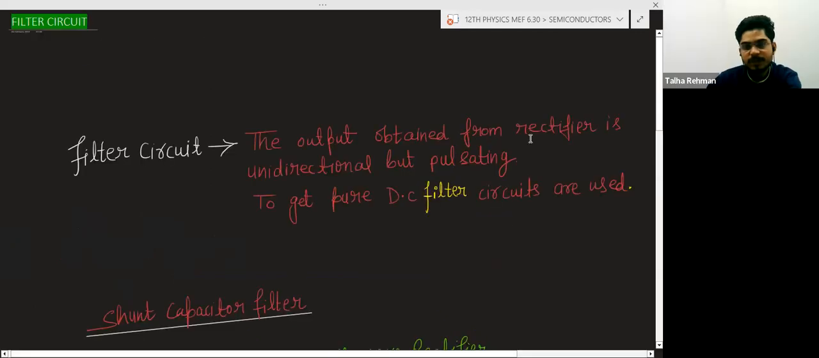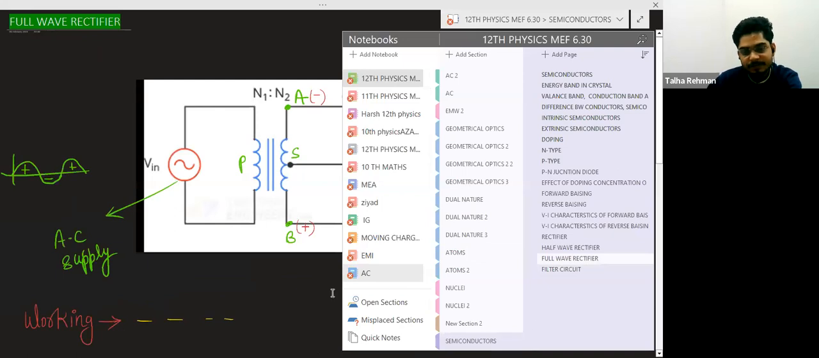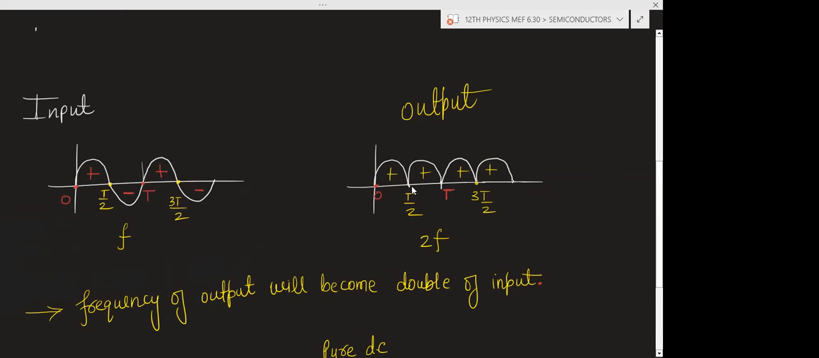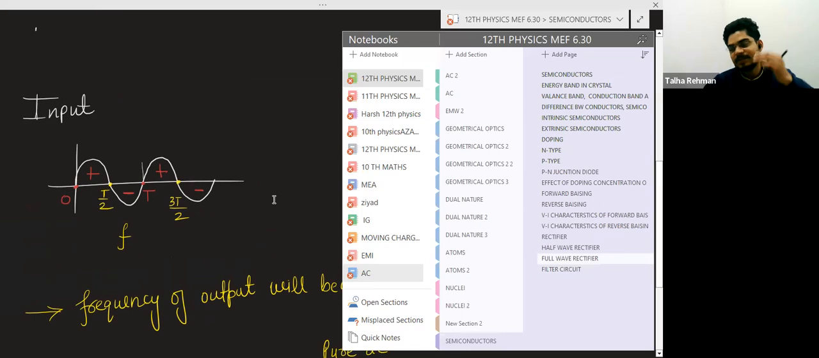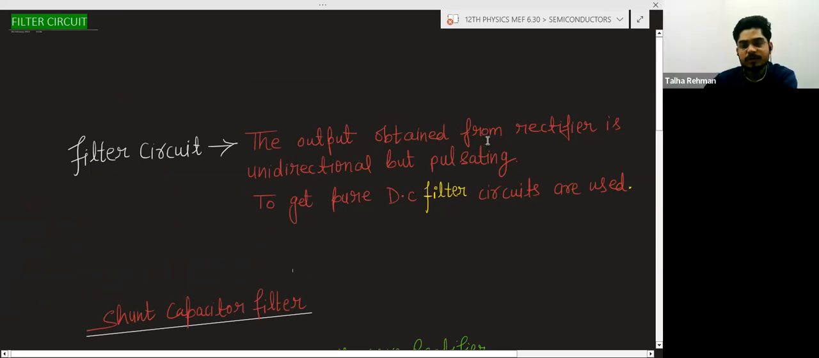What is the meaning of pulsating? How we can say this is pulsating? Because now you can see from here to here, the value of the voltage is changing. First, this is increasing. Then it is decreasing. Then it is in the form of pulse like this. Pulse means something is increasing and decreasing, and then again. So the output obtained from the rectifier is unidirectional but pulsating.